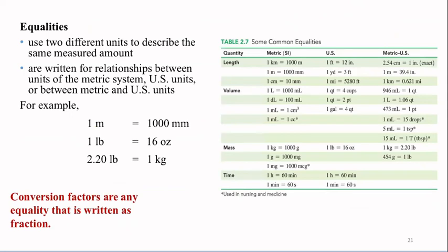Equalities are when you have two different units that describe the same measured amount, okay? When it comes to equalities, and which ones you are responsible for knowing in this class, understand that there are equalities present specifically in the metric system. So we're comparing two measurements in the metric system. For example, 1 meter equals 1,000 millimeters. That is a metric to metric comparison. We can have things that are in US units, and in US units, we can see that 1 pound equals 16 ounces. We can also have comparisons that are metric and US units. So we can see this metric US unit comparison.